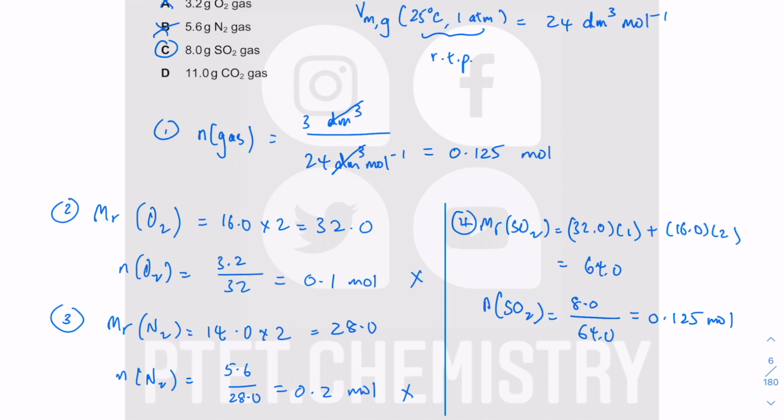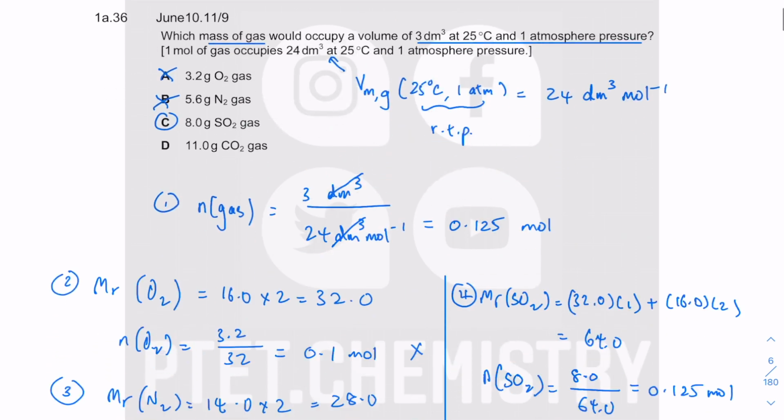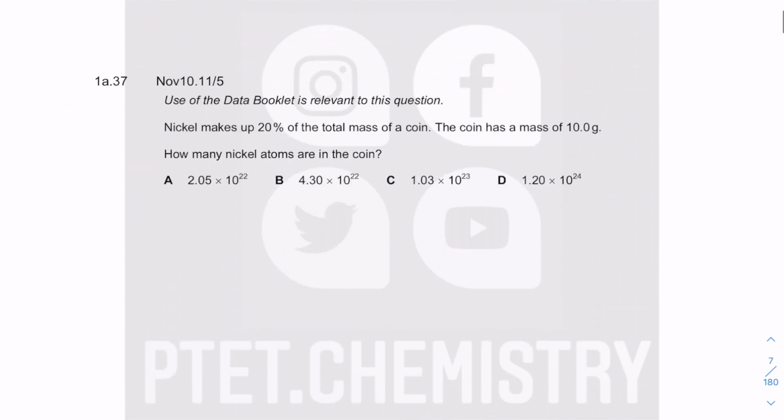By the time I get my answer, I don't really need to check the last one, but you could if you want to. The molar mass of CO2 and then the 11 gram divided by the molar mass of CO2, you will not get 0.125. Alright, so the answer there is C, and we'll move on to the next question.